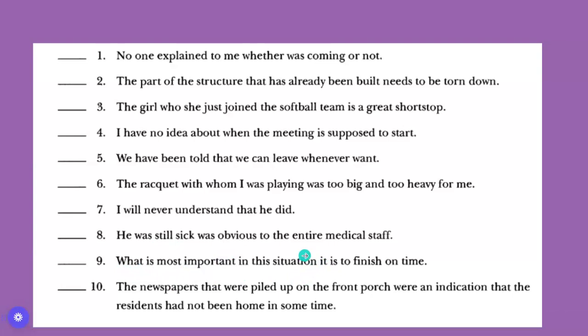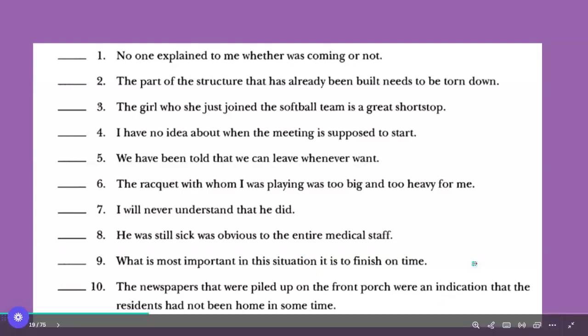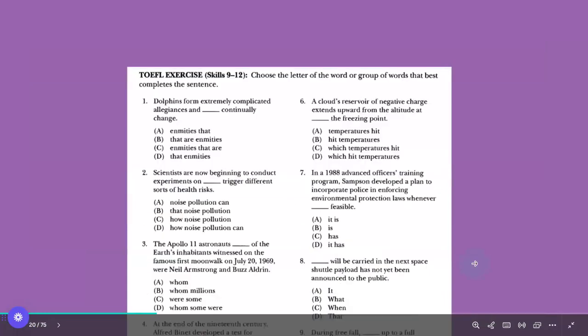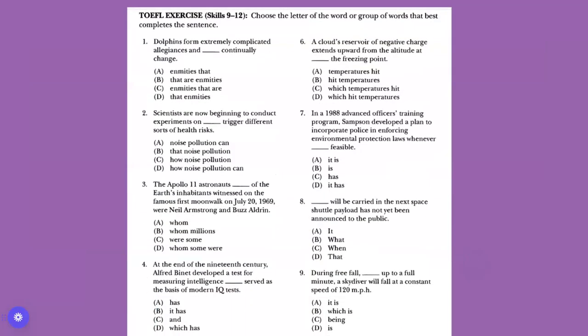And the last one. The newspapers that were piled up on the front porch were an indication that the residents had not been home in some time. I think correct. That's right. This one is correct and complete. Okay, now do this exercise and I'll share the answers in the chat.